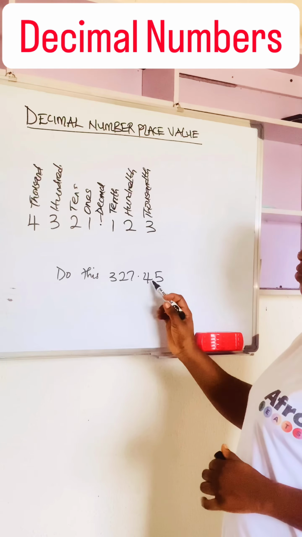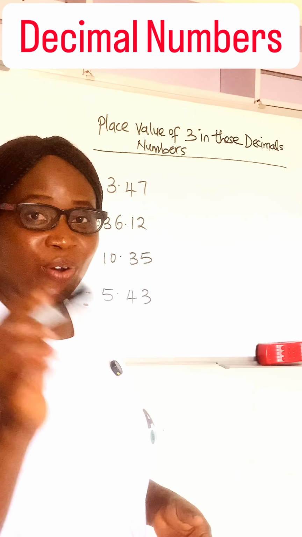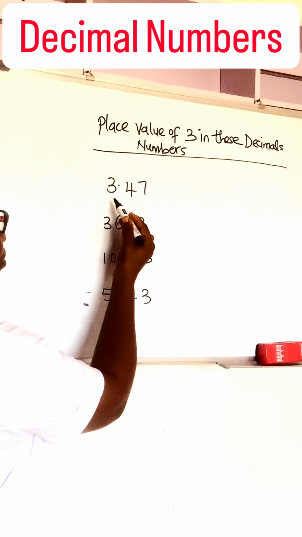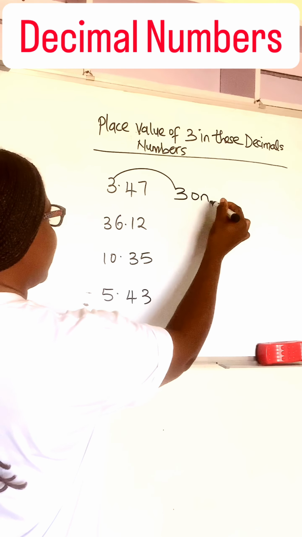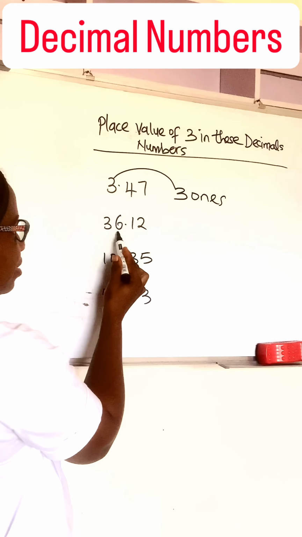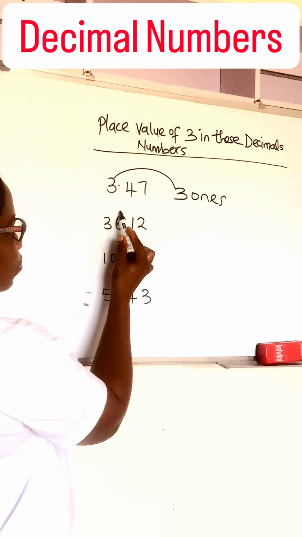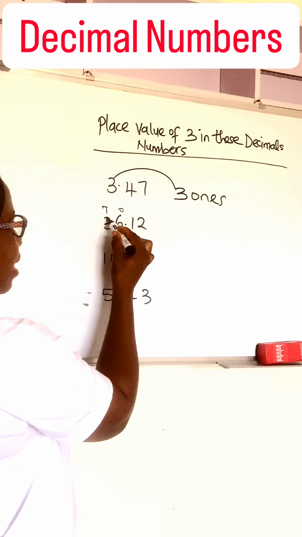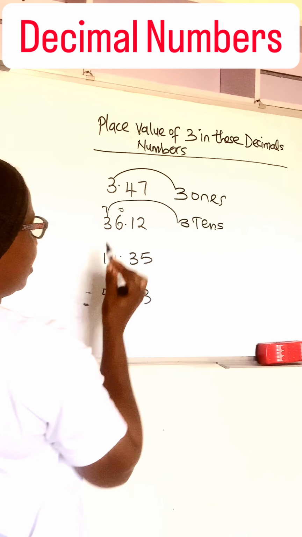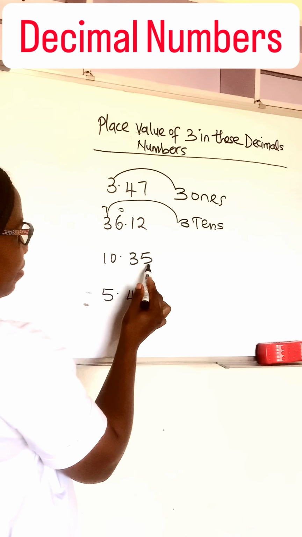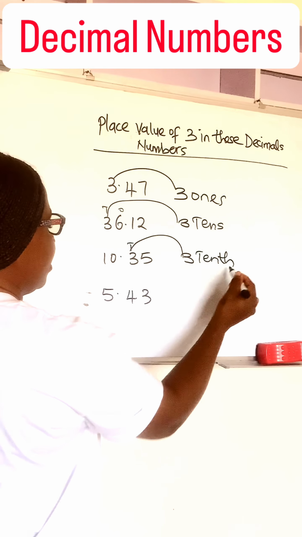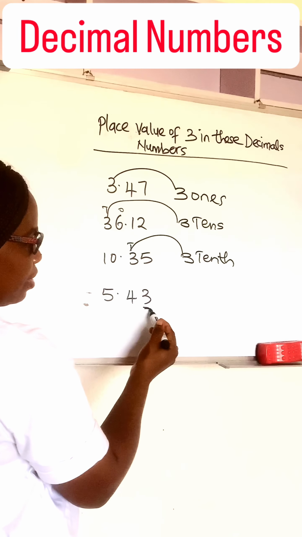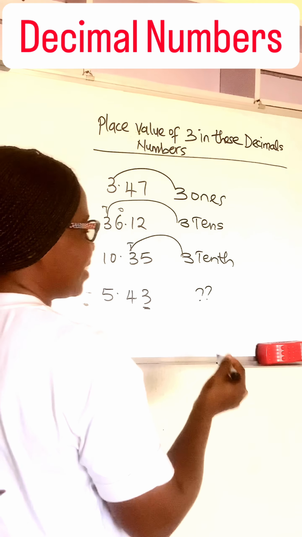I want you to do this one for me. Let's identify the place value of 3 in these decimal numbers. The first one is 3.47. So this is 3 ones, okay? The next one is 36.12. This is tens and this is ones. The next one is 10.35. So what we have here is 3 tenths. Now I want you to tell me the place value of these 3 in the comment section.